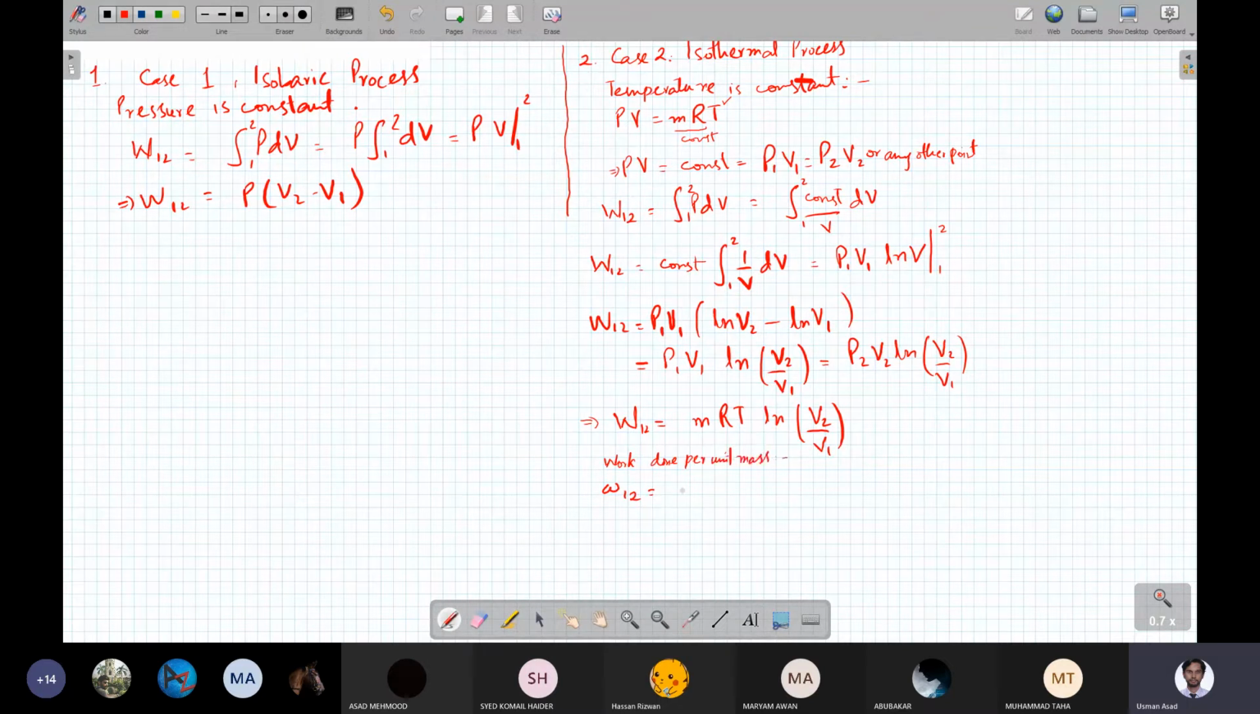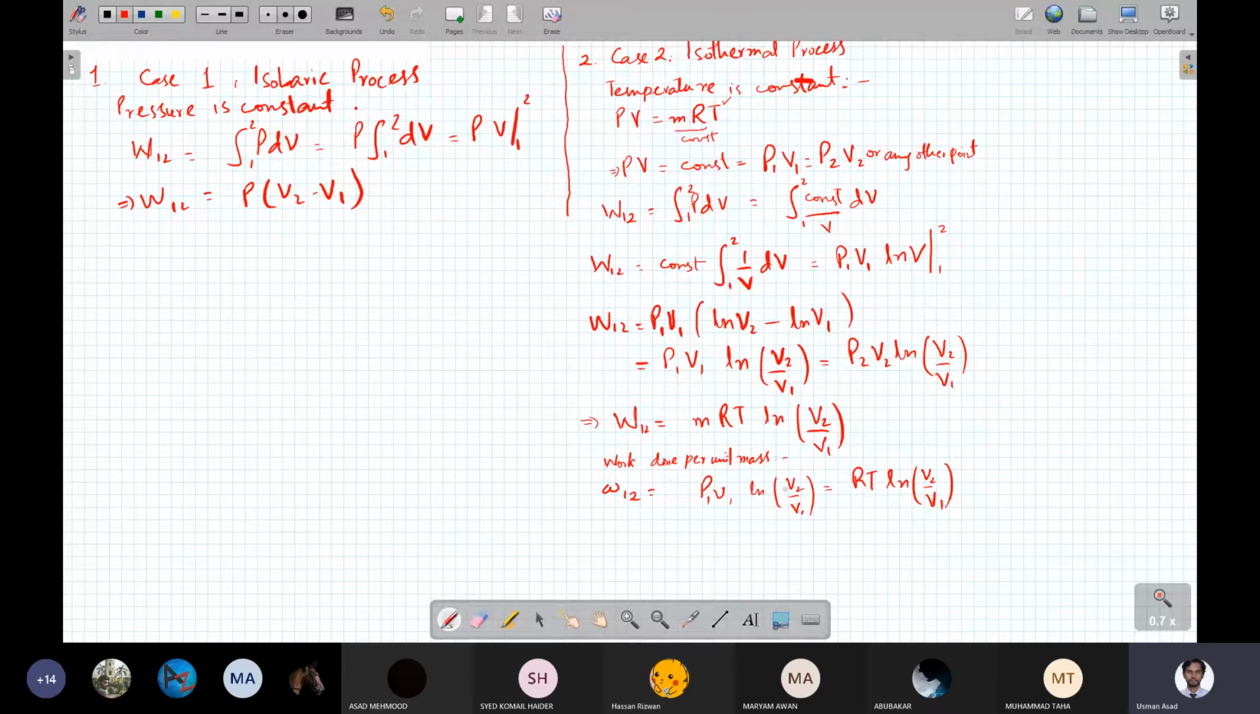ठीक है? So all you need to do is replace, in this case, this volume by specific volume, or in this case, just mass cut जाएगा. So you're just going to be left with RT natural log of P2 over P1.